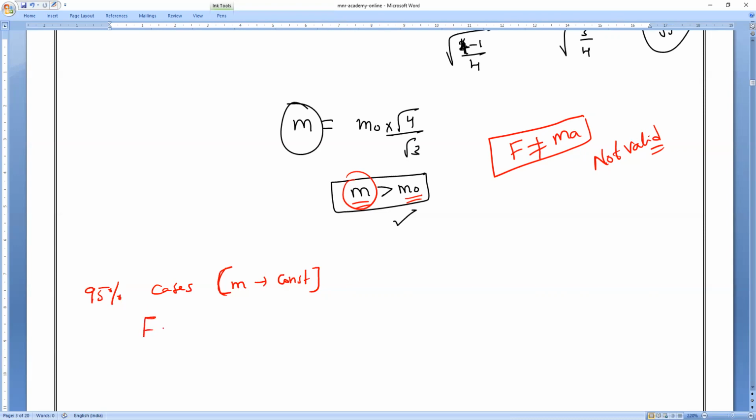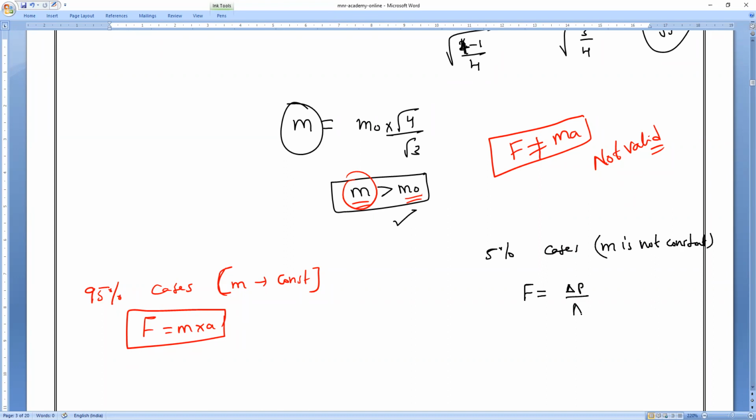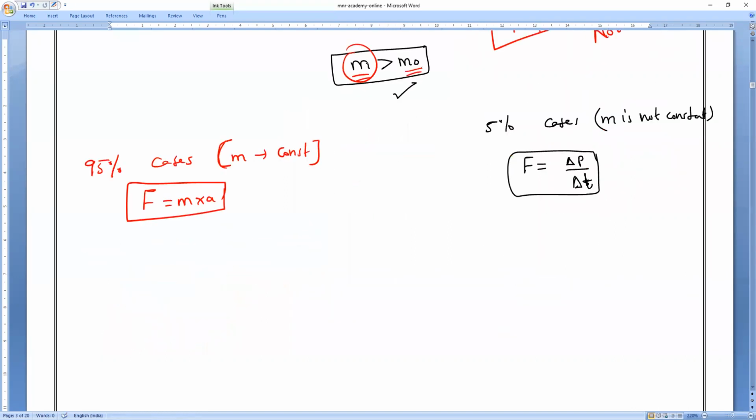And m is constant means you can use the formula F equals what? Mass into acceleration. But in very few cases, just 5 cases, m is not constant. So in these cases, what is true? F is equal to dp divided by dt, change in momentum divided by change in time. Clear? Understand, everybody? So this is what you have to remember. Any doubt, you can ask me.